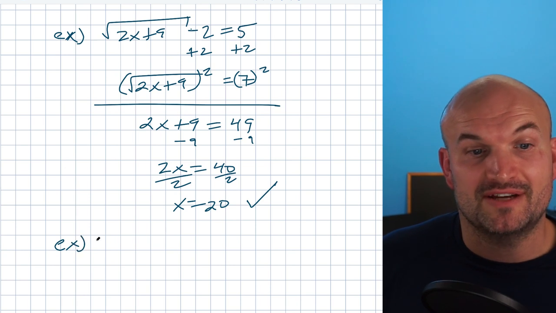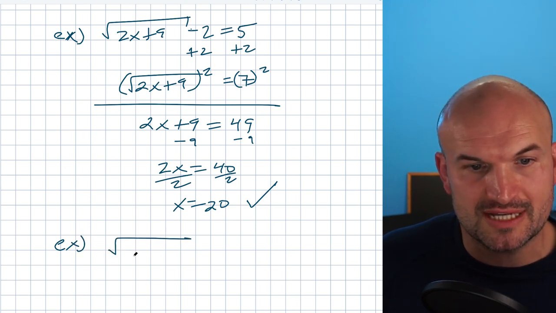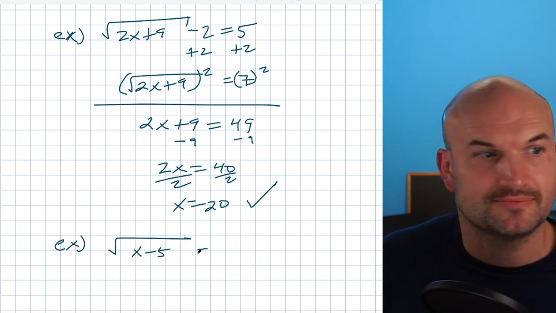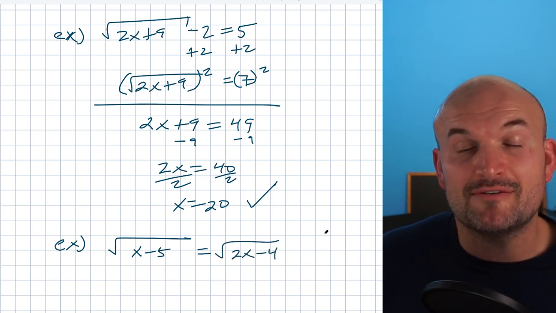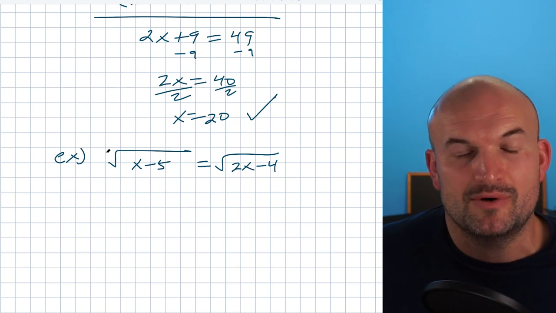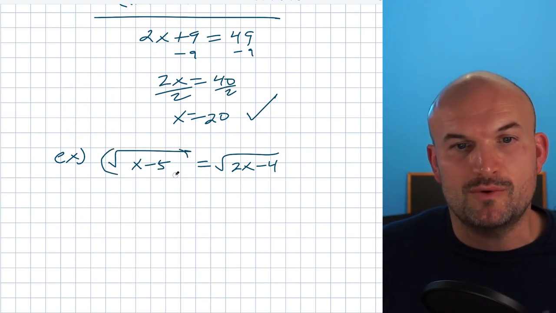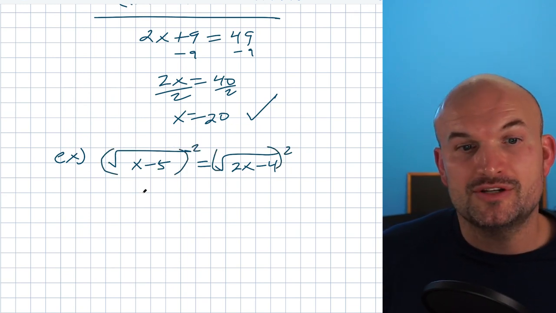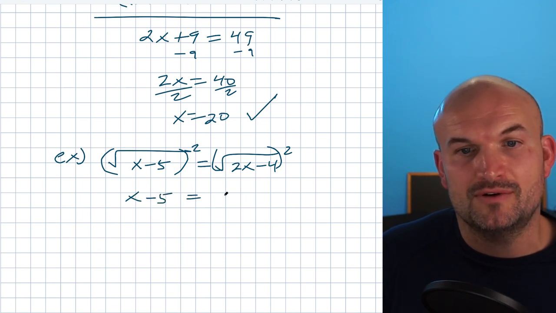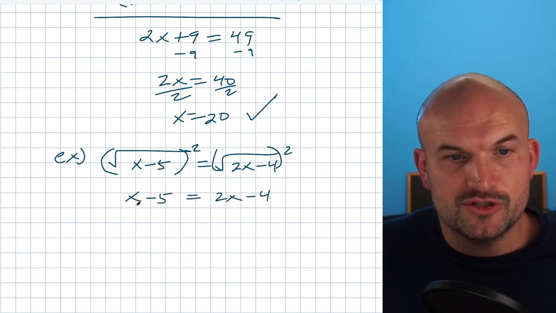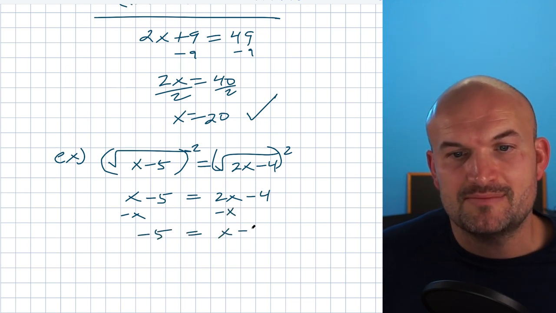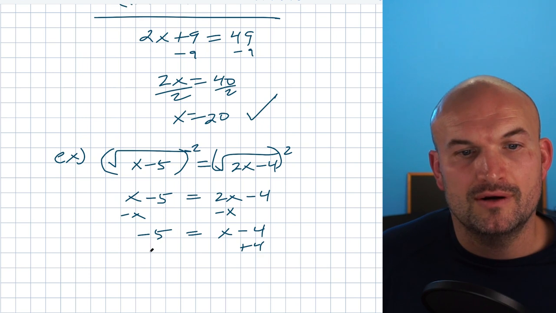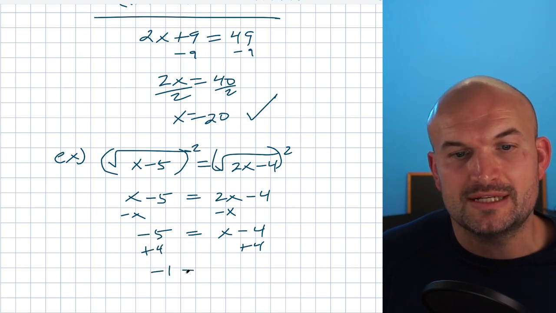Now, another example that we could have is if we had radicals on both sides. So we have the square root of x minus 5 is equal to the square root of 2x minus 4. So we have radicals on both sides. It's the same idea, right? We want to get rid of these radicals, so we're going to square both sides. Now, when we do that, what I'm going to get is x minus 5 equals 2x minus 4. Now, again, this is a two-step equation, so we're going to go ahead and solve. So I have a negative 5 equals x minus 4. Add 4, add 4. I get negative 1 is equal to x.